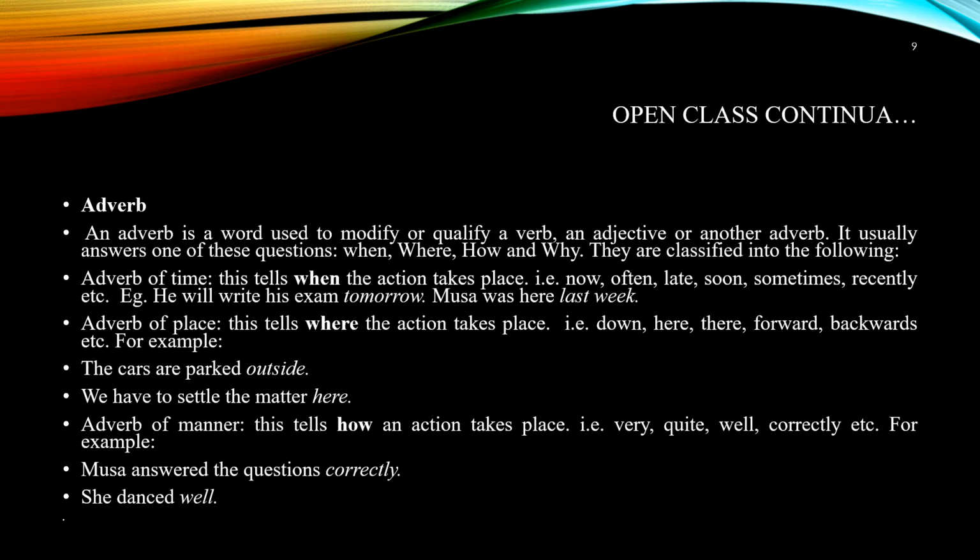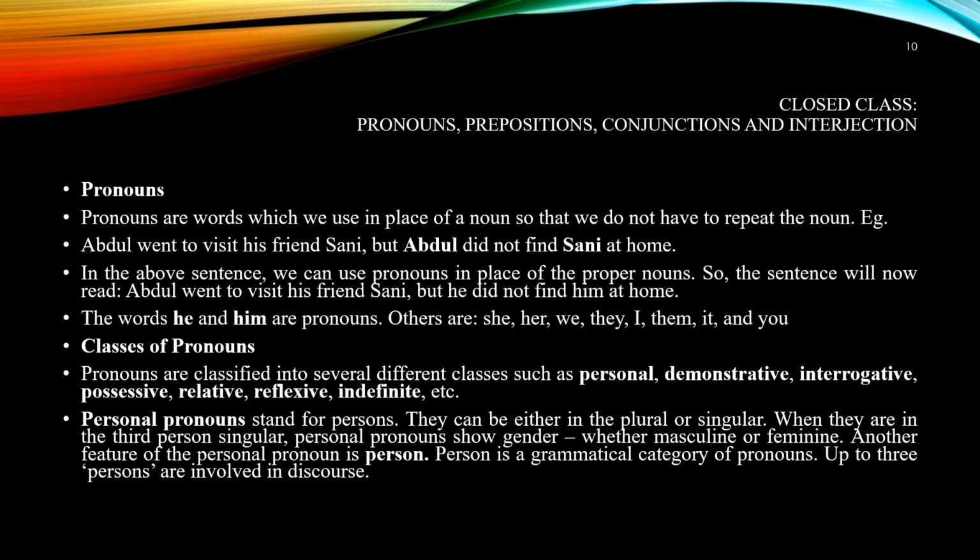Then we also have what we call adverb of manner. An adverb of manner tells us how an action takes place, the manner with which an action takes place. Very, quite, well, correctly. For example, it is well written. It is quite unfortunate. Or let's say it is quite beautiful. It is correctly observed. So these are kind of manners with which an action took place. Let's say Musa answered the question correctly. She danced well. So you see, all this tells us the manner with which an action takes place.